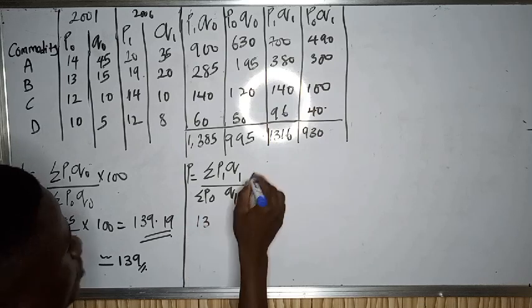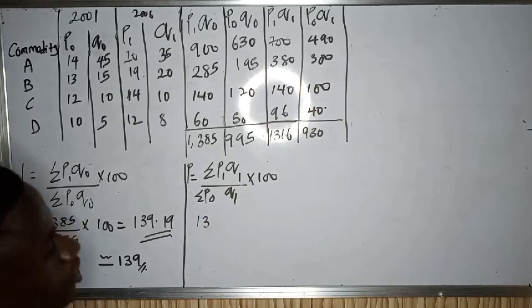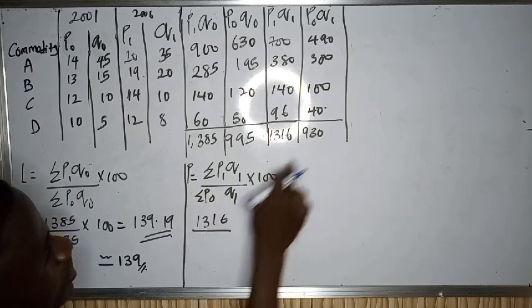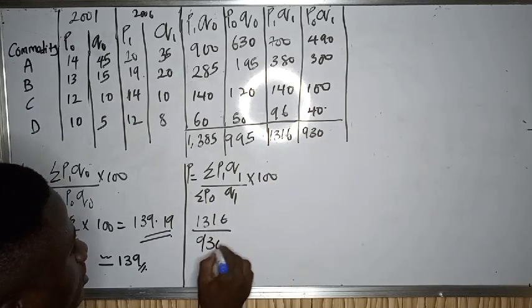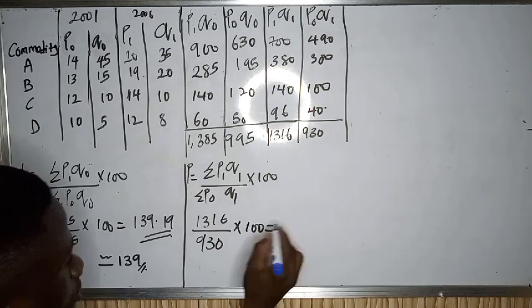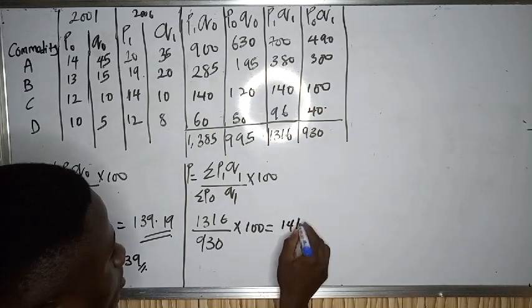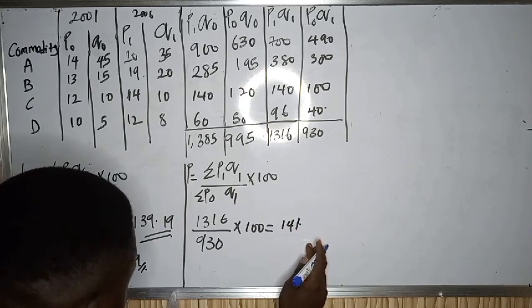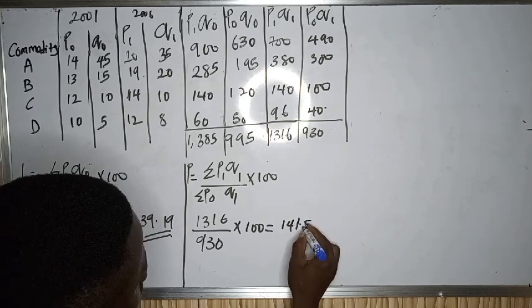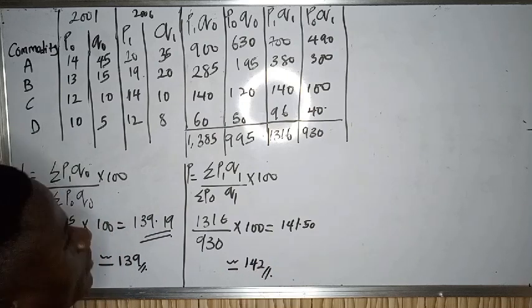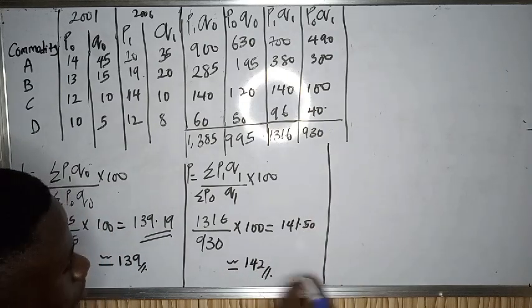Don't forget, always multiply by 100. 1316 over P0 Q1, 930, times 100. You're going to be having 141.50. That is approximately 142 for your Paasche value.